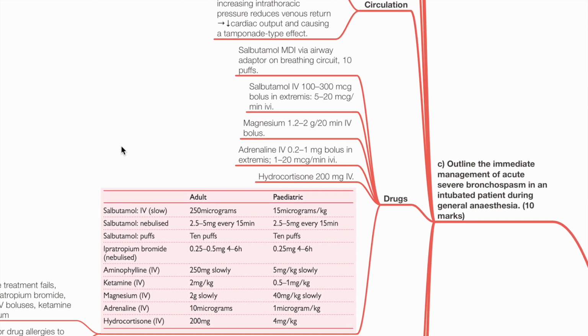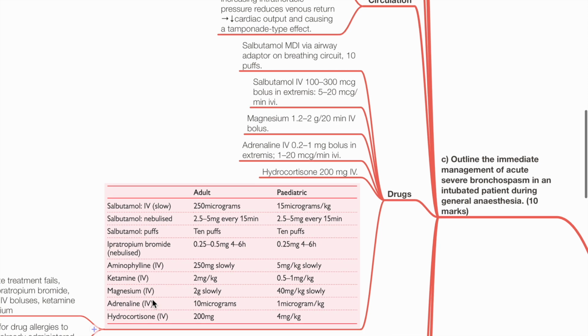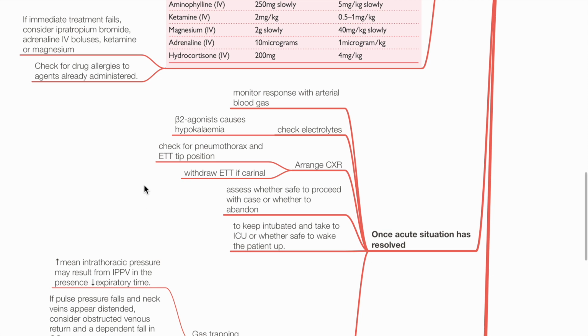Drugs. Drugs used to treat acute bronchospasm include salbutamol, which may be given IV, nebulized, or via puffs, ipratropium bromide, aminophylline, ketamine, magnesium, adrenaline, and hydrocortisone. Check for drug allergies to agents already administered.